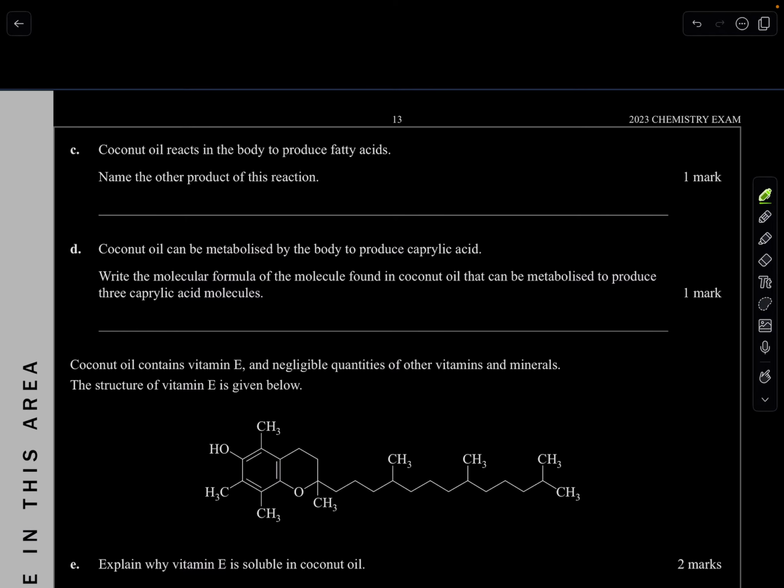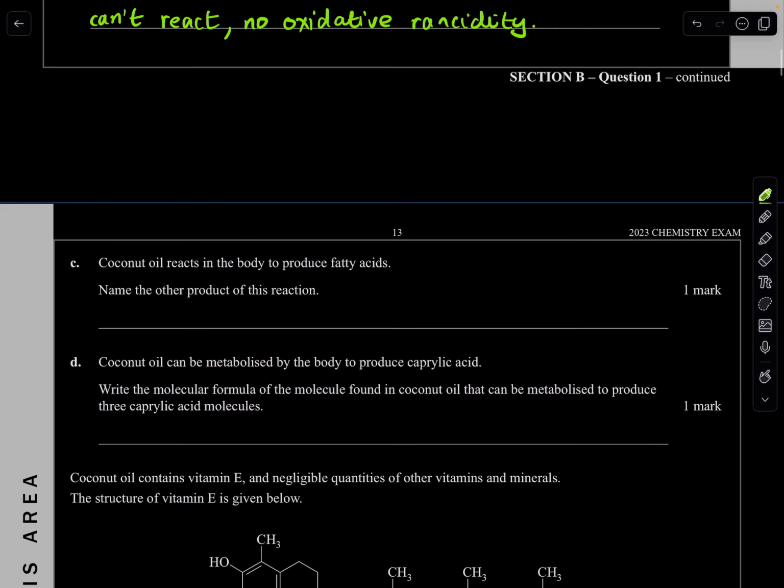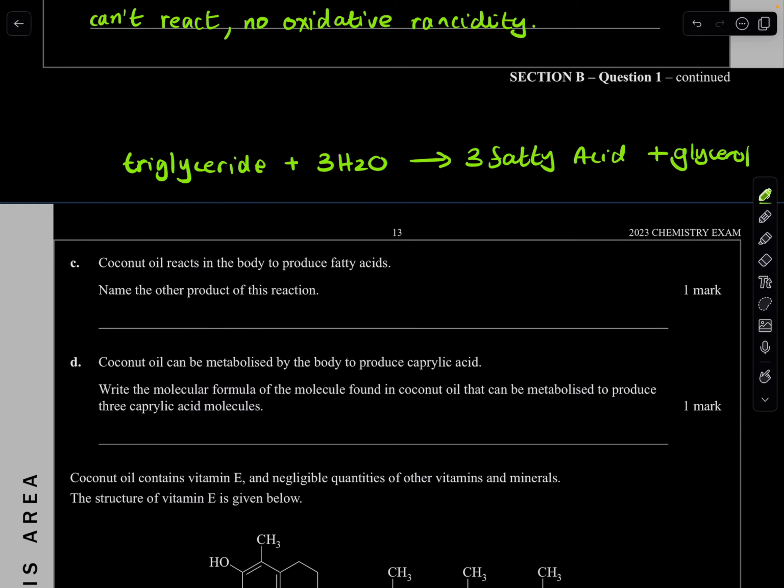Coconut oil reacts in the body to produce fatty acids. Name the other products of this reaction. Beautiful. Remember, coconut oil is fats and oils, which are called triglycerides. If it's producing fatty acids, the triglyceride is being hydrolyzed. To break down a triglyceride, you need 3 waters, and that results in your 3 fatty acids and your glycerol backbone. So the other product is glycerol. We already know our 3 fatty acids. Beautiful.